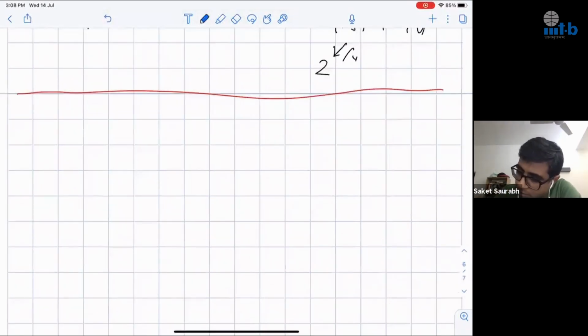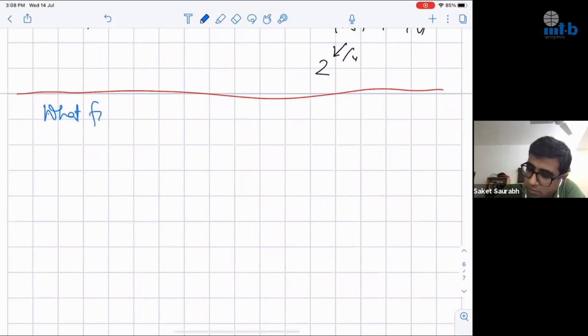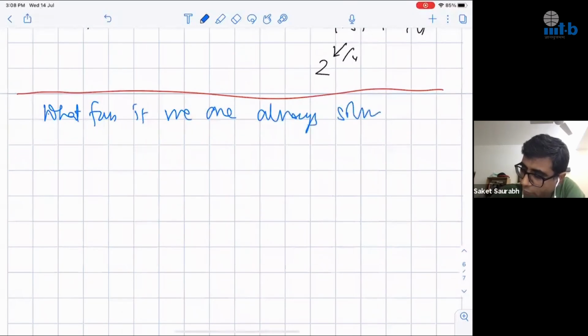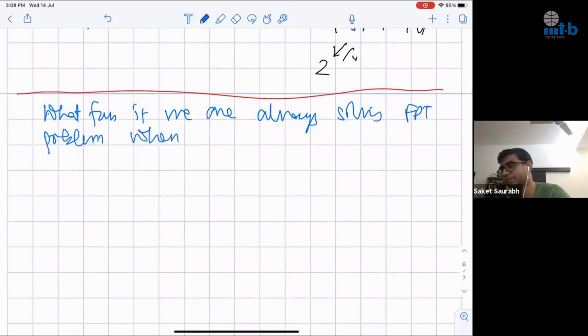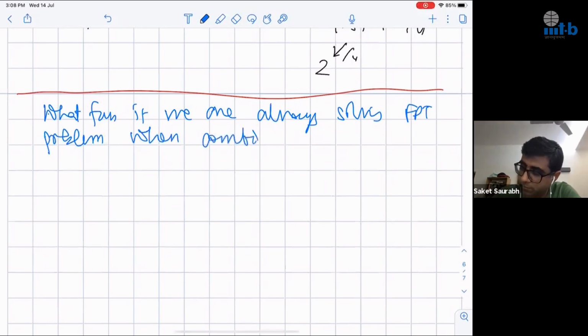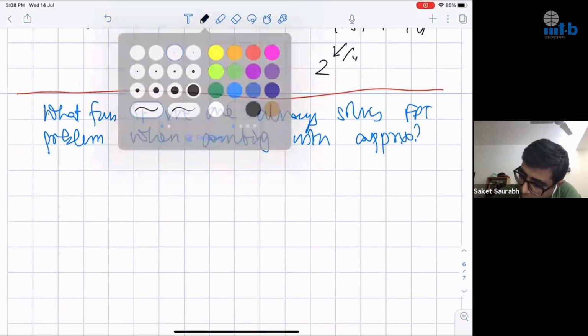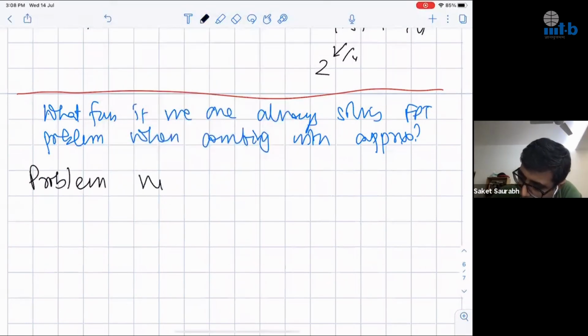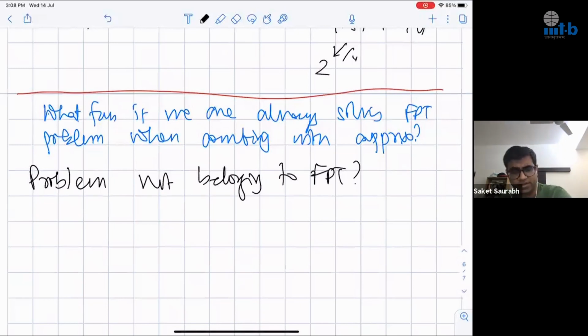So what fun, I mean, if we are always solving FPT problems when combining with approximation. Okay, no fun. So actually we also have a concept of problems not belonging to FPT. Does anybody know, have anybody heard the concept of not belonging to FPT?